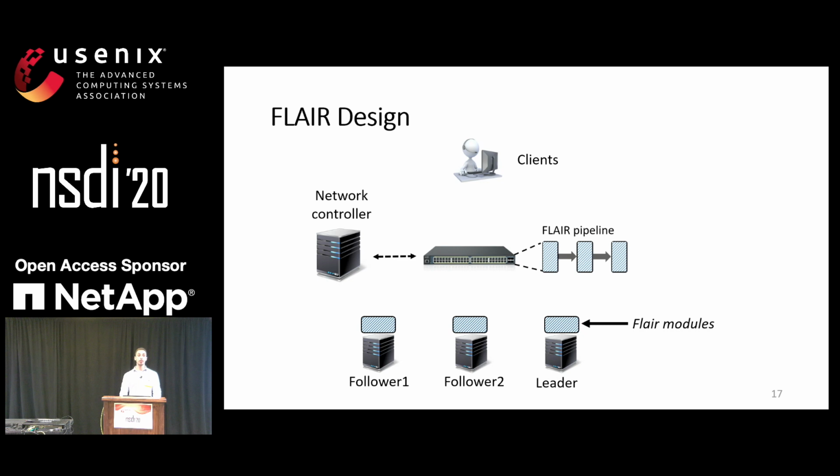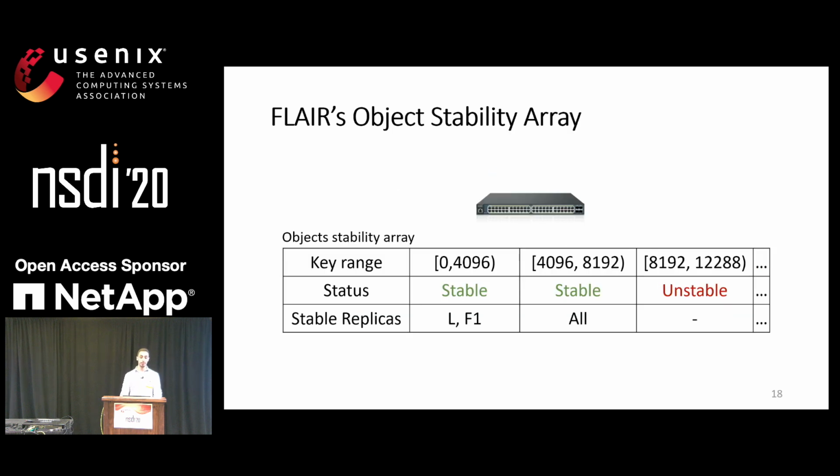So in FLAIR, clients send read requests, and the switch will identify which replicas can serve this read request while maintaining linearizability. In this case, for example, let's say follower 2 is one of these replicas, so it will forward it to him. And now the question is, how can the switch identify which objects are stable and in which replicas? And the answer is in what we call the object stability array. This is a data structure that is stored in the switch.